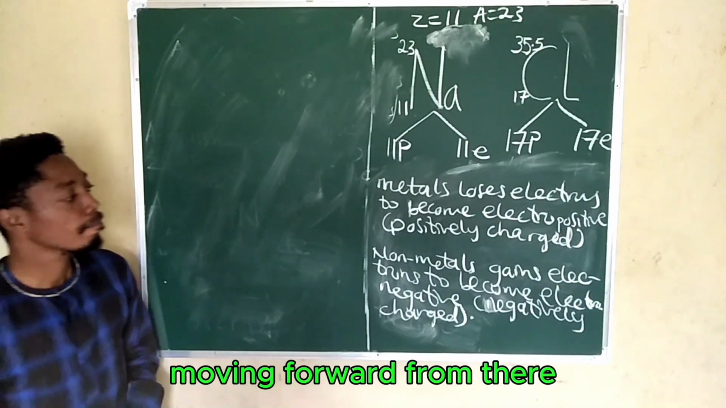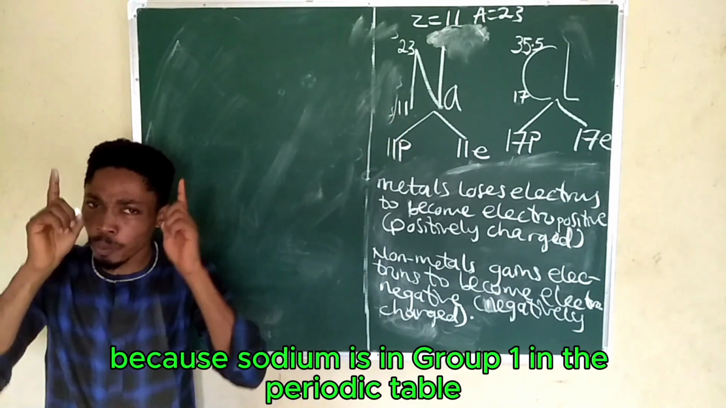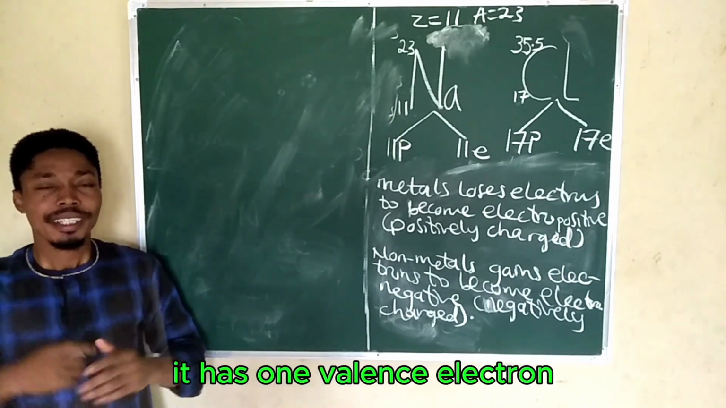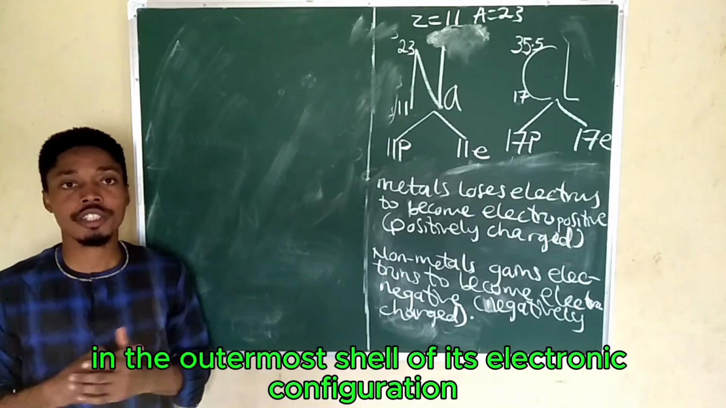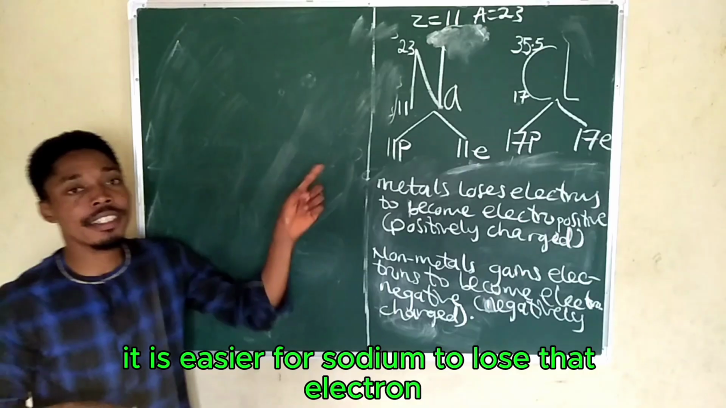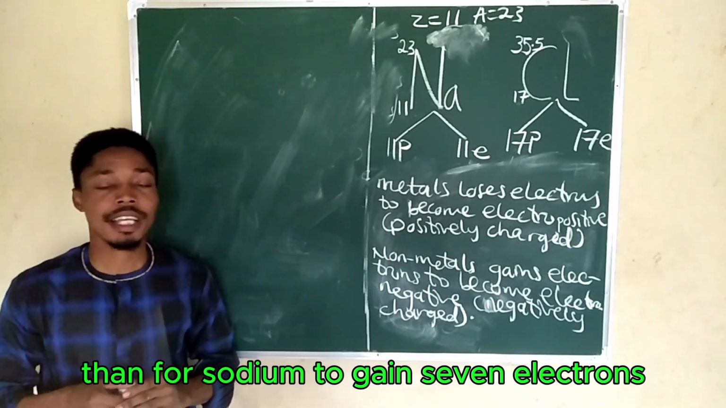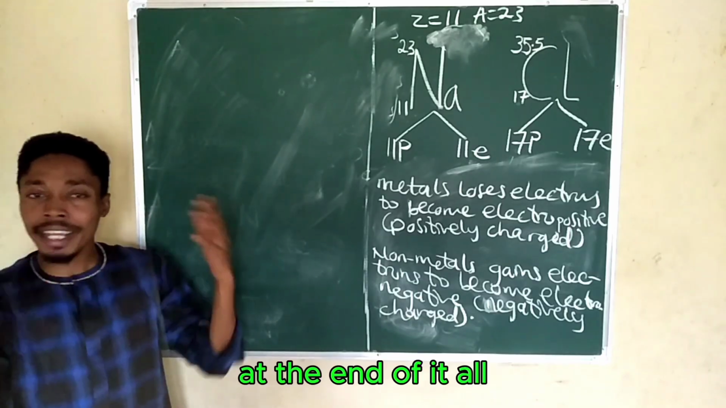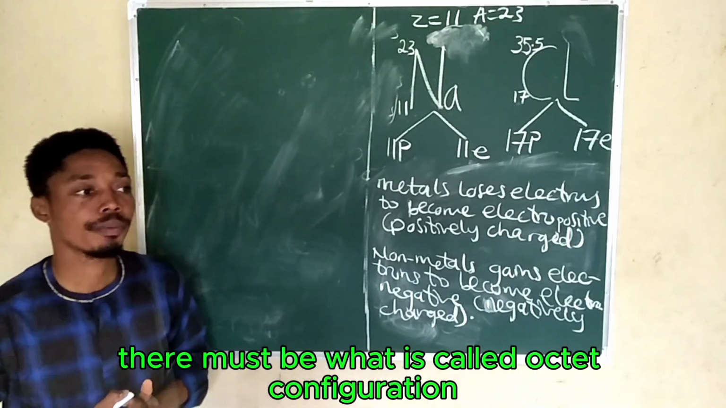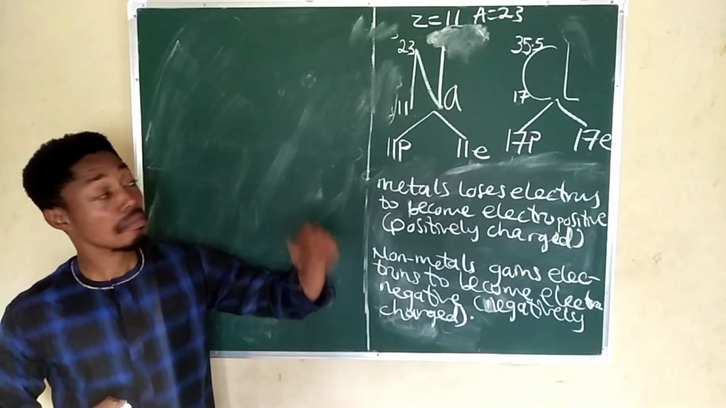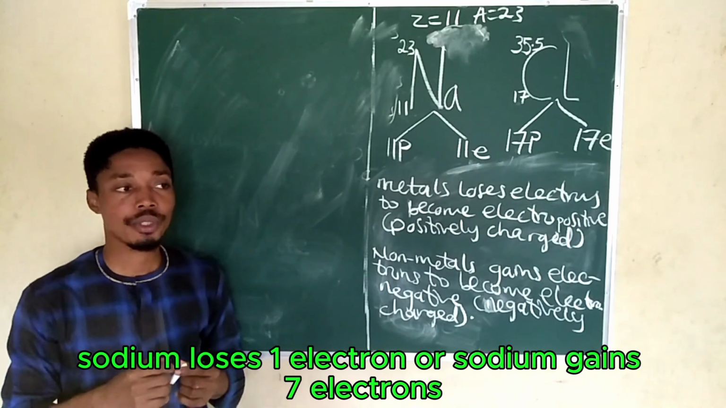Moving forward from there, because sodium is in group 1 in the periodic table, it has one valence electron, that's one electron in the outermost shell of its electronic configuration. It is easier for sodium to lose that electron than for sodium to gain 7 electrons. At the end of it all, there must be what is called octet configuration.